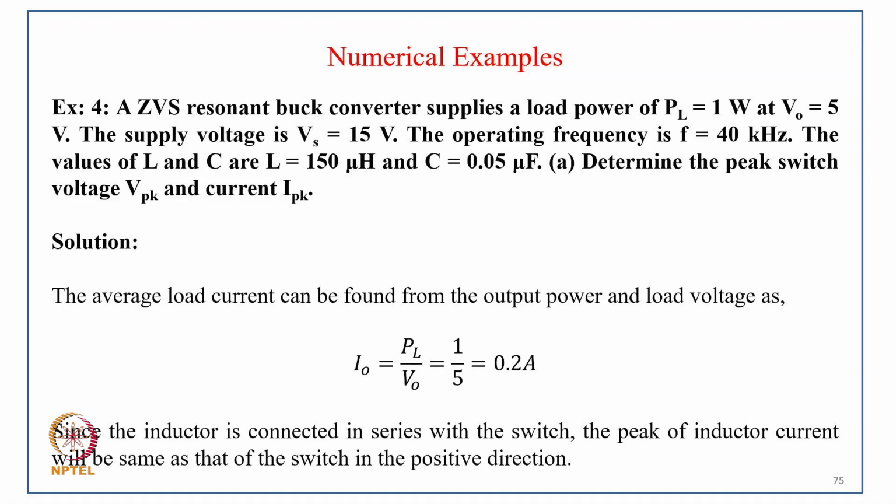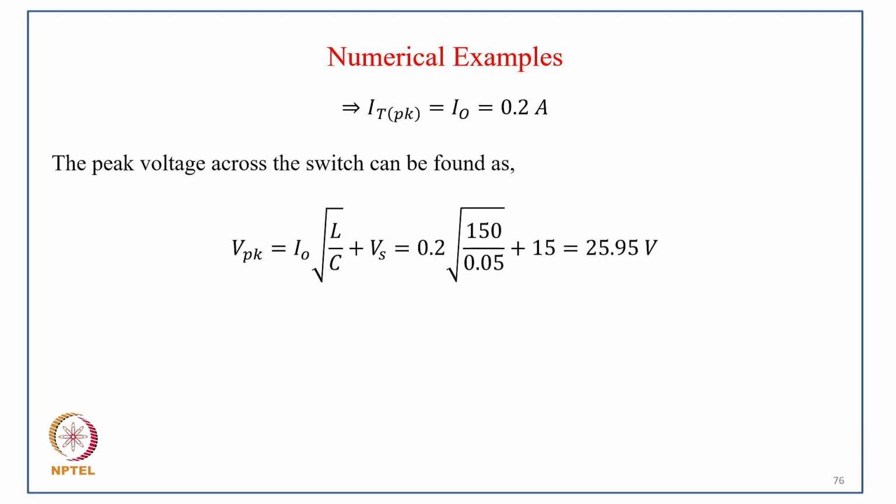To determine the peak switch voltage, VP and IP. And solution: the average load current can be found from the output power and load voltage, I0 equal to PL upon V0, that is equal to 1 upon 5, equal to 0.2 ampere. Since the inductor is connected in series with the switch, the peak of inductor current will be same as that of switch in the positive direction.